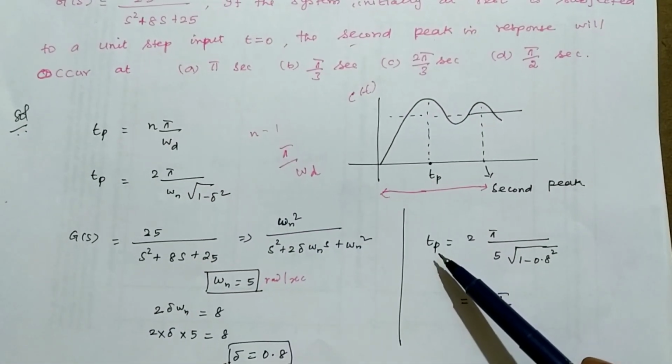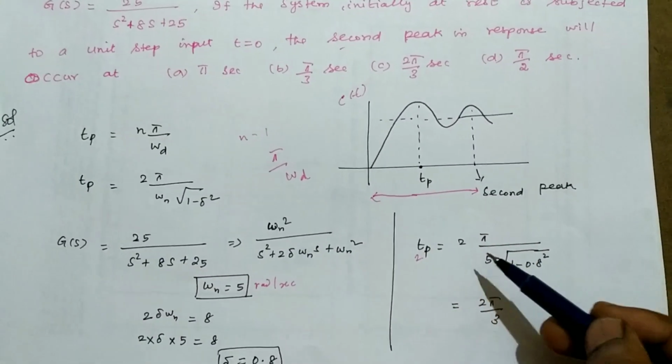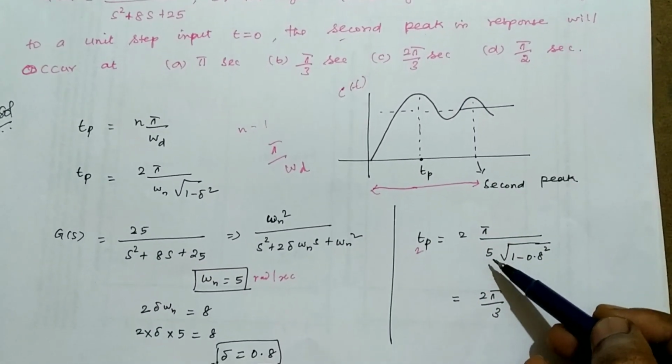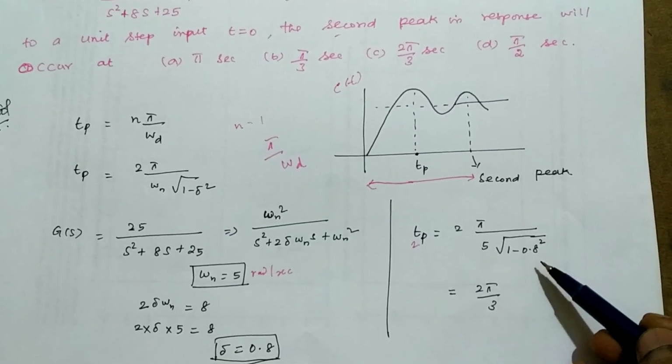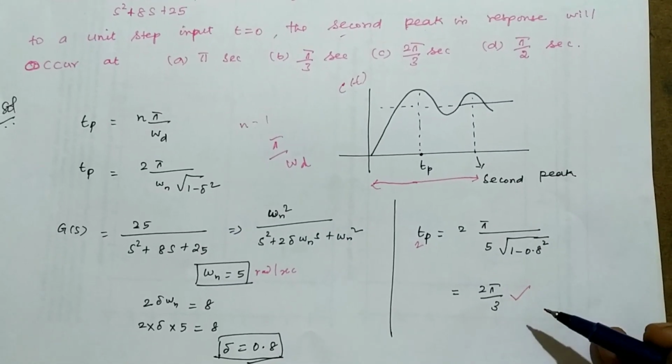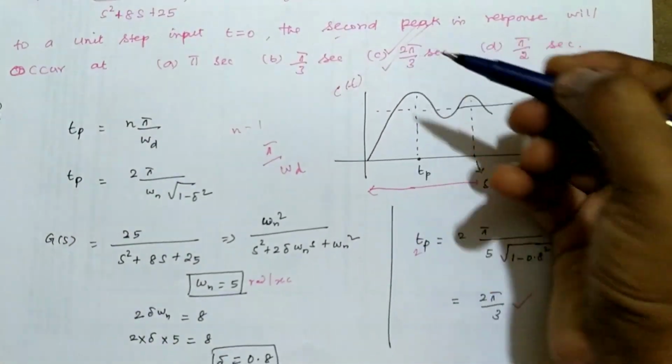Therefore tp2 is the second peak time, which they were asking. So the second peak time is equal to 2 times pi, over omega n value 5 and damping ratio 0.8. When we simplify this, we have the answer 2 pi by 3. So the choice is 2 pi by 3. This is the answer.